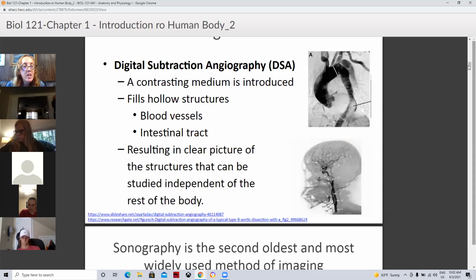With this method, they inject a heavy metal solution into the vessel. Let me put it a different way. They inject a dark contrasting medium. It fills the structure, blood vessels or intestinal tract. And the result is that when you subtract out the background, you get a clear picture of the structure that can be studied independent of the rest of the body.